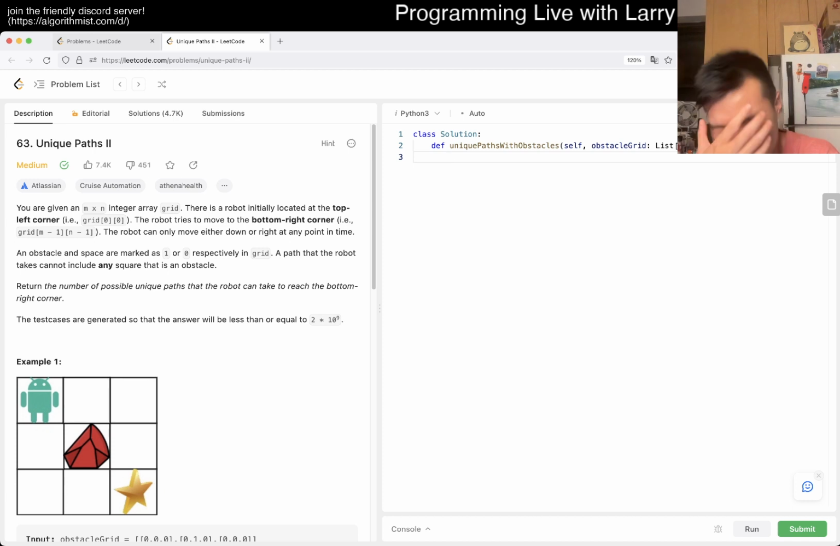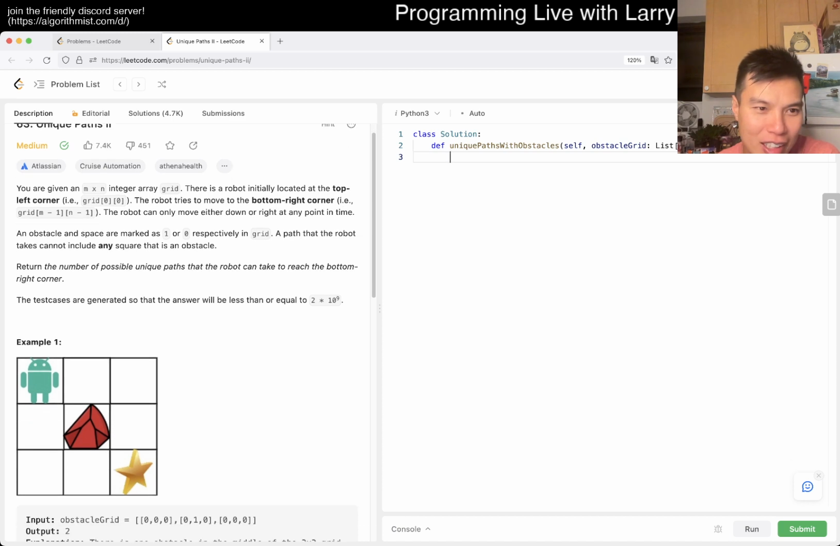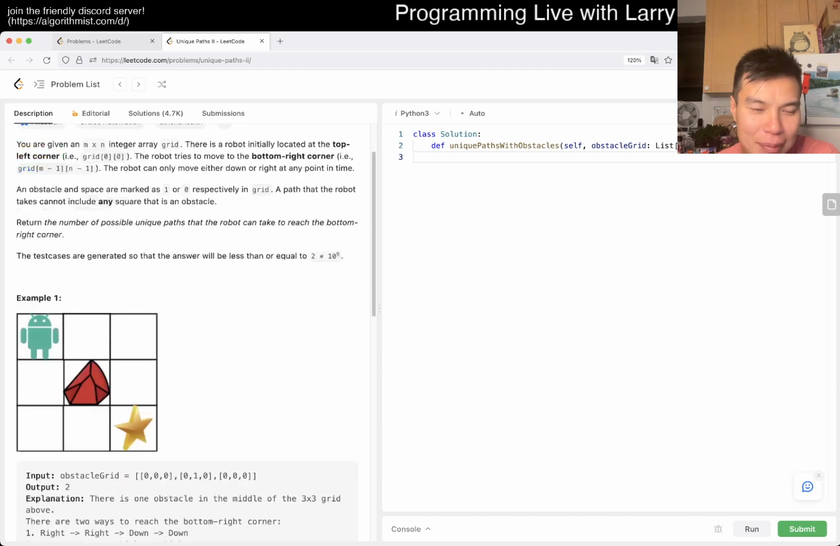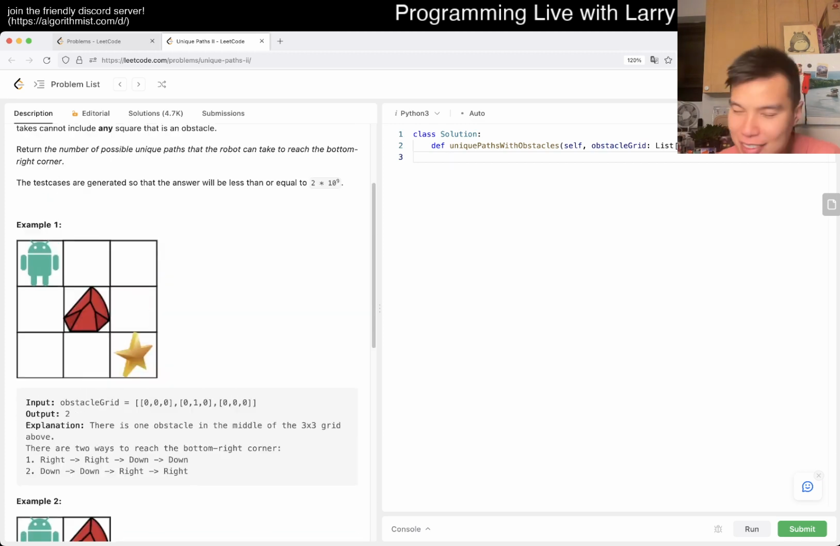Anyway, today's problem is 63, Unique Paths 2. You're given a grid. You start at the upper left and you could go to the bottom right. You can only go down or right, and there are some obstacles. Otherwise, it's just n plus m choose n or something like this, give or take 1. And you don't have to worry about overflowing.